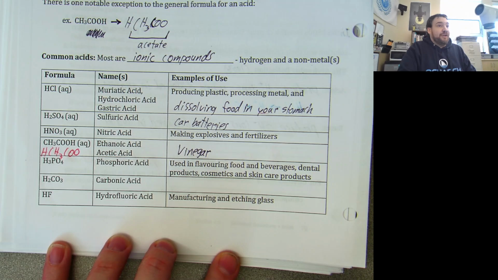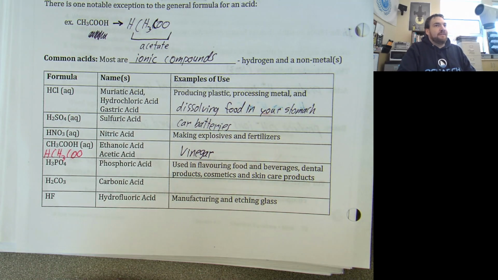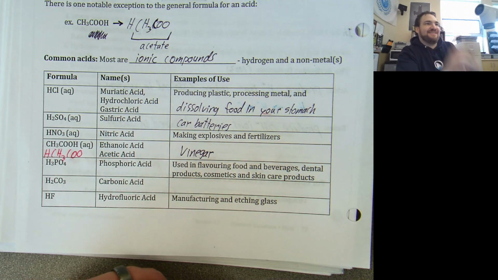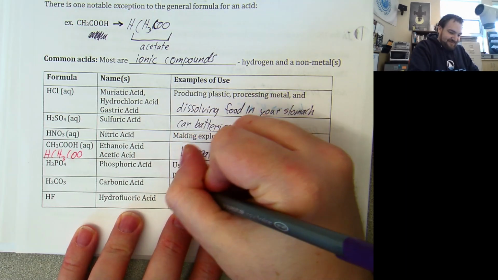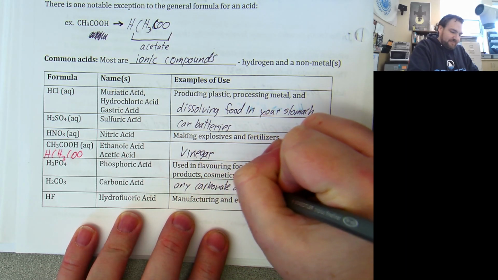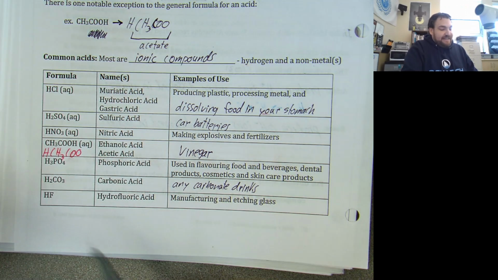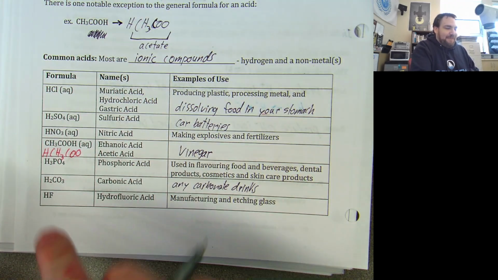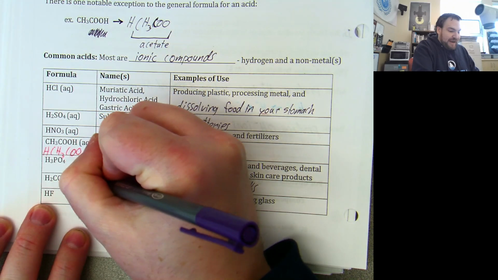Carbonic acid is another one that you regularly consume. Some of you regularly consume. Carbonic acid gets made in, it's not there to start, but it gets produced in carbonated drinks. Because if you look at it, it's H2CO3, which if we break that formula up a little bit, this is H2O and CO2.